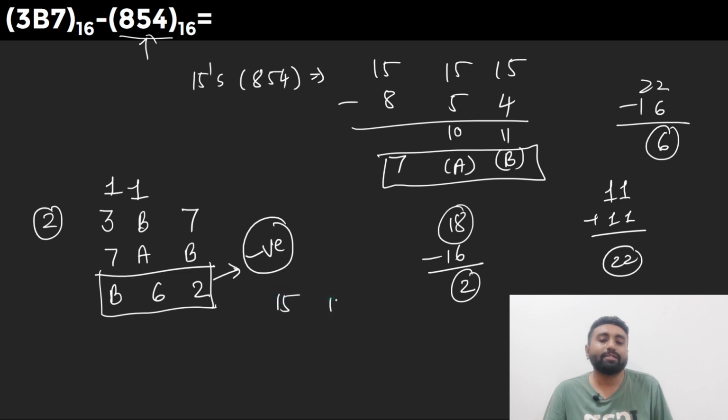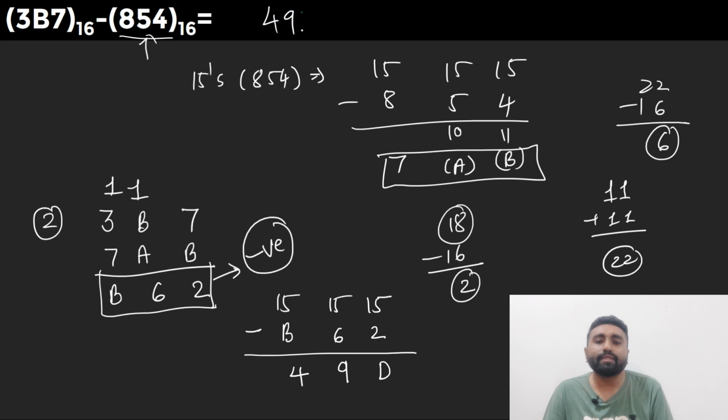So if you find the 15's complement of the result, from 15 we are going to subtract this number. Okay, so that is 15 minus 2, that is going to be 13 and that means it is D. 15 minus 6 is 9, and 15 minus B means it is going to be 4. Okay, so 49D is the answer, but you need to remember that it is going to be a negative answer, because here we do not have any carry.